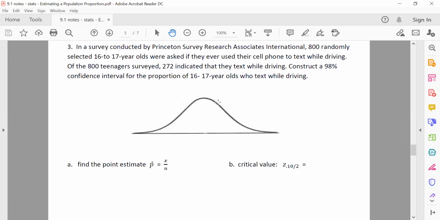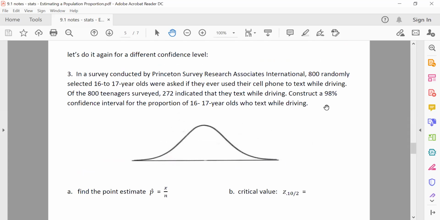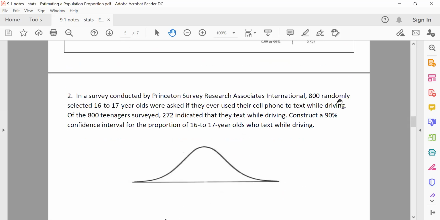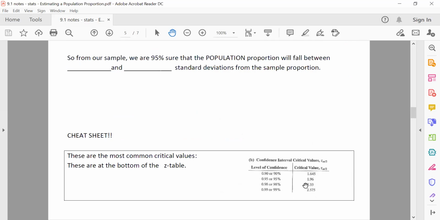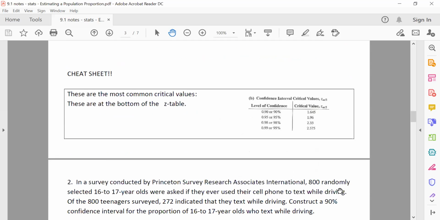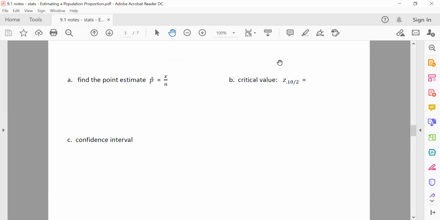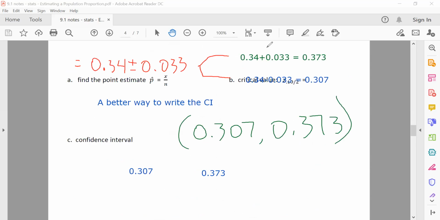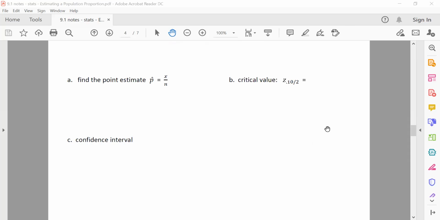This one, number 3 here, is going to be identical to the last one, with the exception that we're now constructing a 98% confidence interval. So we'd go up here and use a z-score for 98%, which is 2.33. So instead of the 1.645 we use, we're going to use 2.33. So just keep that in mind.